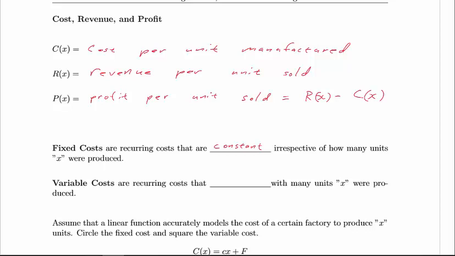Variable costs are recurring costs that vary with how many units X were produced. And so, examples of variable costs would be materials that go into making the unit, extra electricity used to run the factory. Although some people would argue that electricity is a fixed cost, but if you're using more electricity to make the units, well, then it becomes a variable cost. So it's kind of one of those dicey ones as far as how you're defining terms.